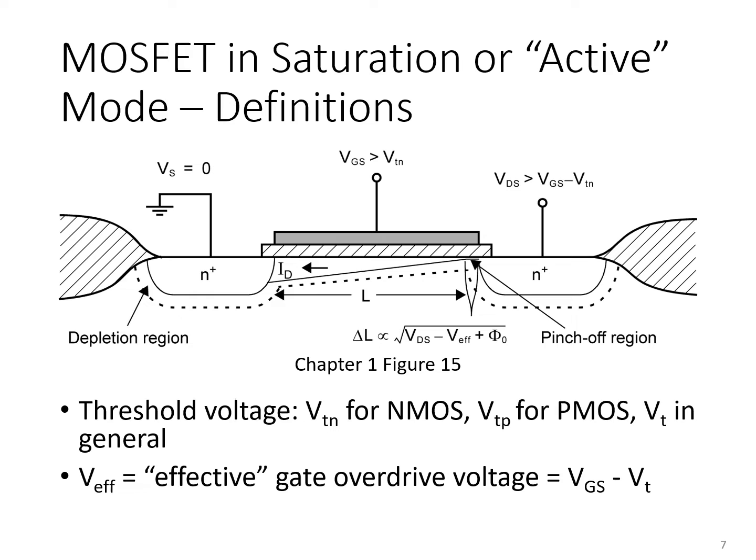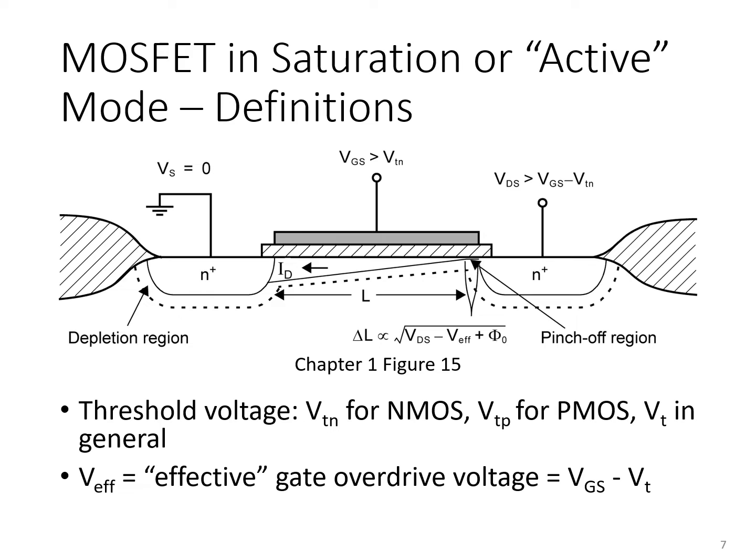Again, to establish some notation here, we're going to refer to the threshold voltage for NMOS transistors as V subscript T N, and V with a subscript T P for the threshold of PMOS transistors. In general, when we're just referring to the threshold of transistors, we might just use the symbol VT.